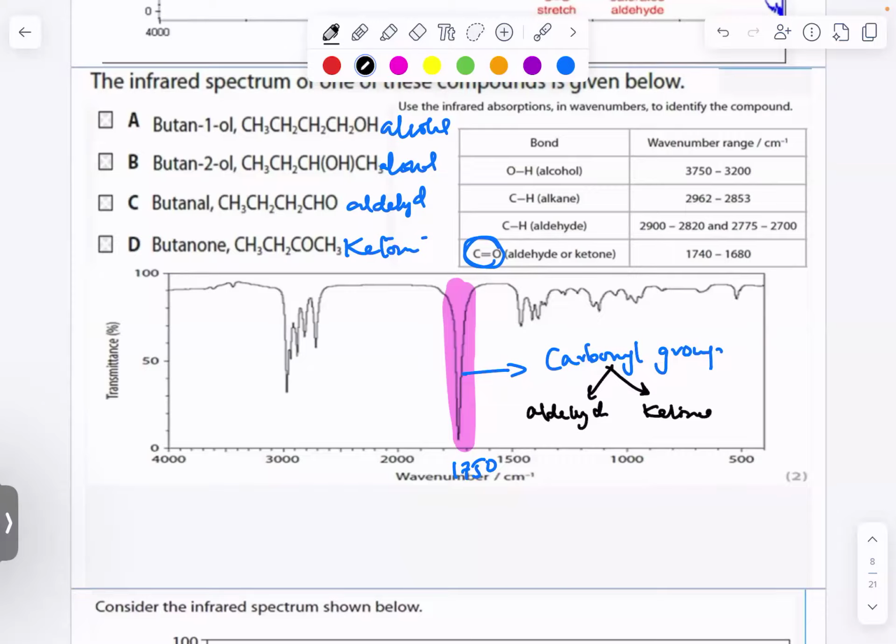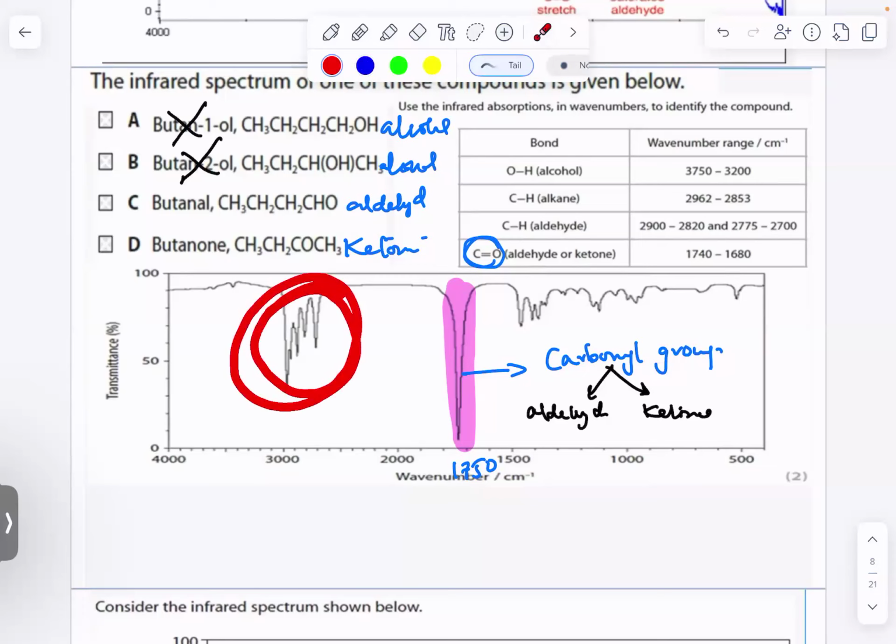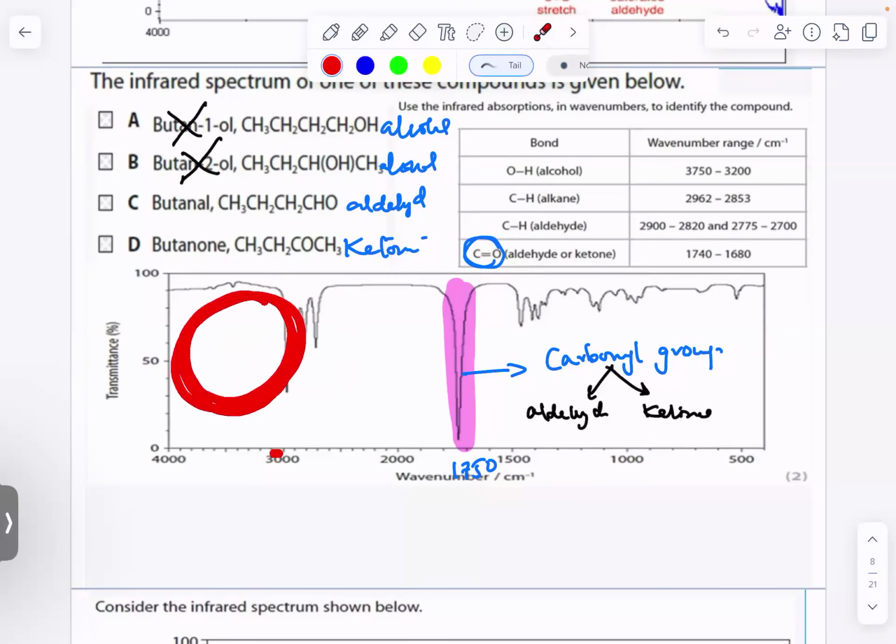So now, what you are going to get is, most probably, that we are going to have... Can you see any OH peak? No. So where should I put a cross? On butan-1-ol and butan-2-ol, should I put a cross? Yes, because there is no OH peak here. You know that the OH peak is around here. As we are not getting any peak, it could not be A or B. So we are left with butanal and butanone.